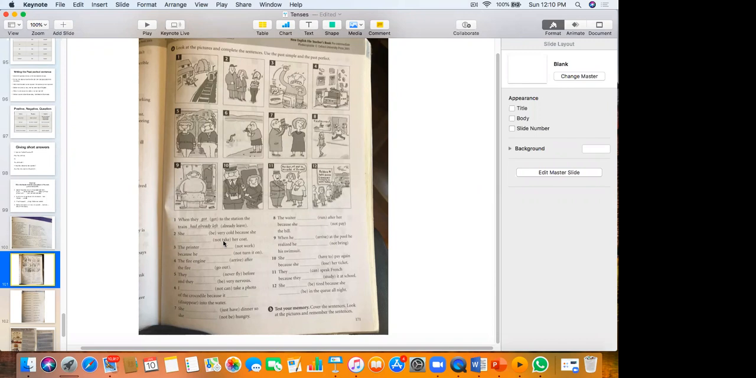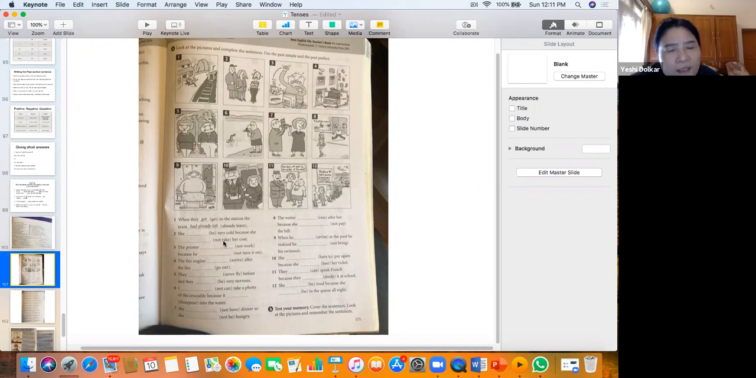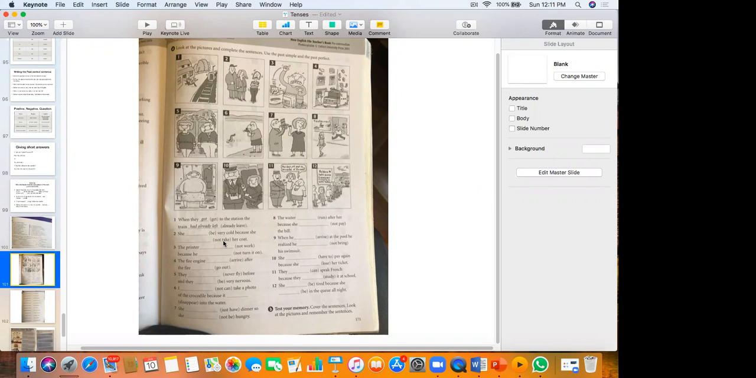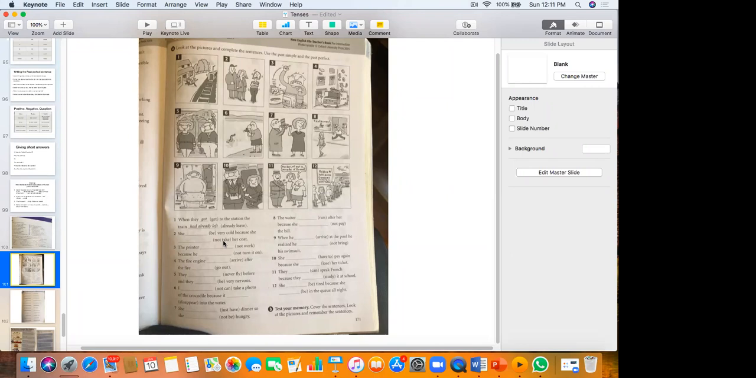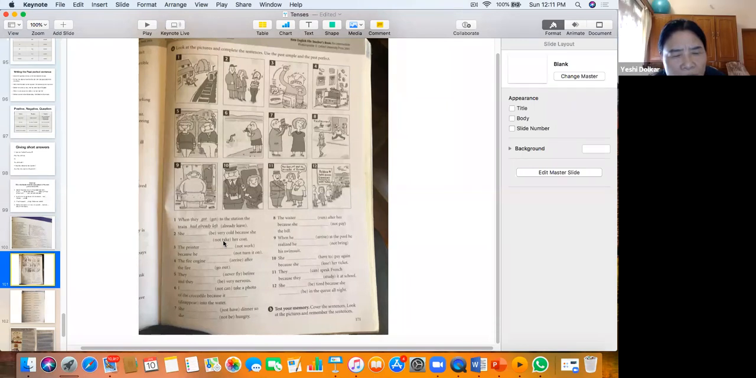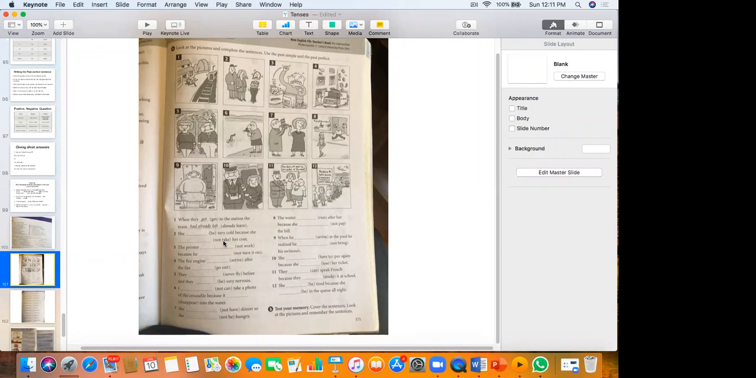She was tired because she had been in the queue all night. Okay, what is the third form of be? Been. She had been in the queue all night. All right. Queue means the whole line. So she had been in the line all night. All right. So she was tired because she had been in the queue all night. Okay. Yes, ma'am. All right.